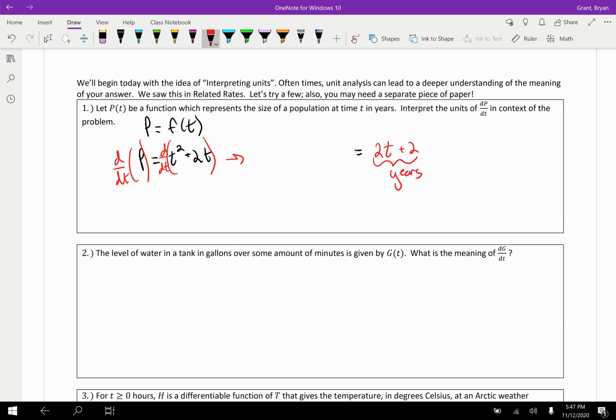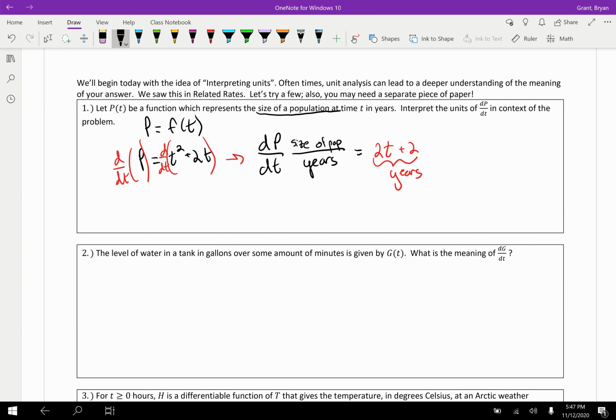Easy enough. My output units, though, do change. And the easiest way to figure out your output units is to write what's going to happen, so it becomes dP/dt, and then put the units after it. The change in P units. Well, P is the size of the population, right? So this is going to be the size of the population as what changes? Well, the change in time, so over years.